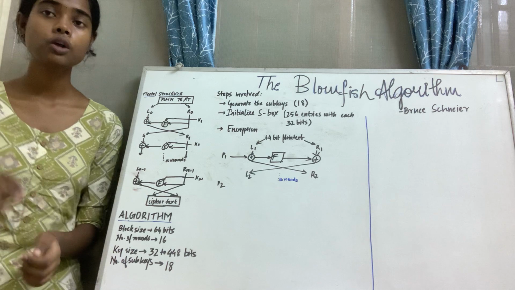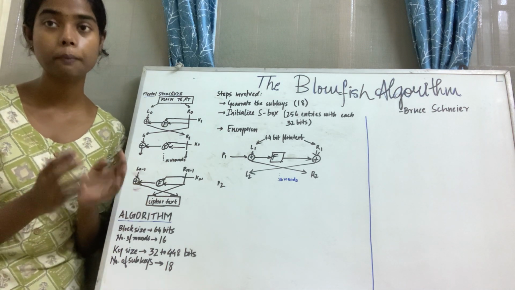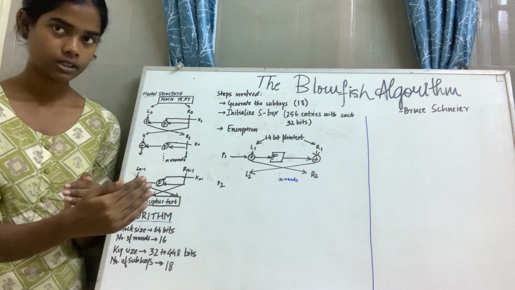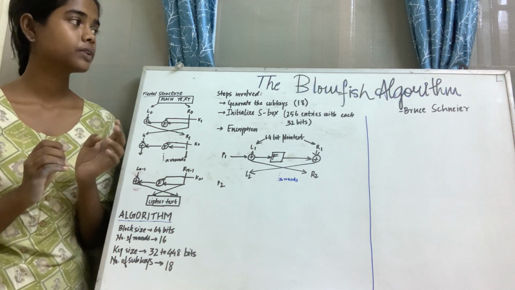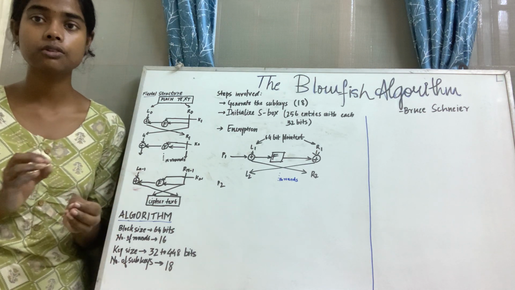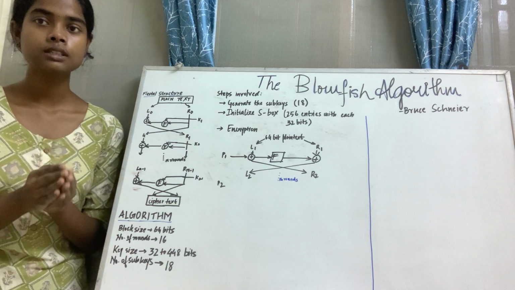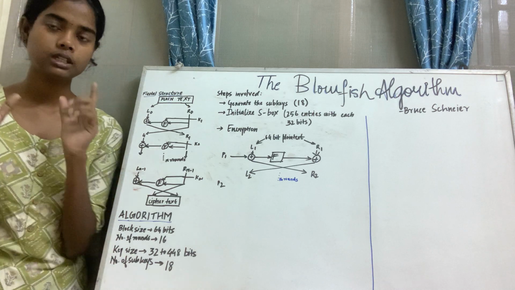So basically what the Blowfish algorithm is, is an encryption algorithm which is performed on a plain text in order to convert the plain text into a ciphertext. To go in depth into the algorithm, we have to understand certain keywords. The first and foremost keyword to be understood is the word encryption.